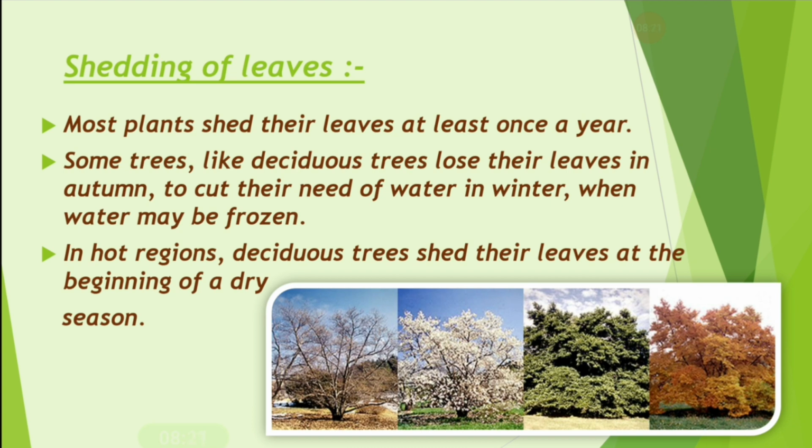In the same way, in hot regions, deciduous trees shed their leaves at the beginning of a dry season. To reduce the water consumption, some deciduous trees which are present in hot regions shed their leaves in the beginning of the dry season, which is summer season.